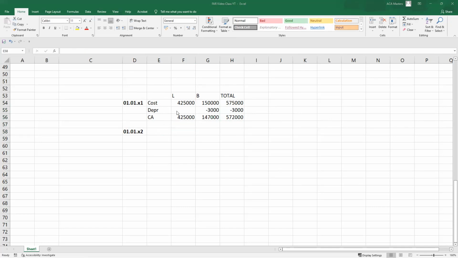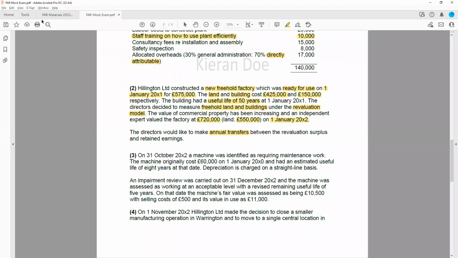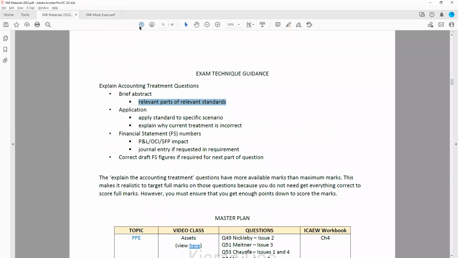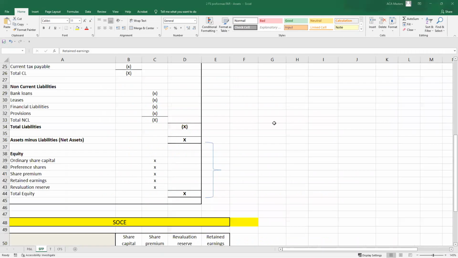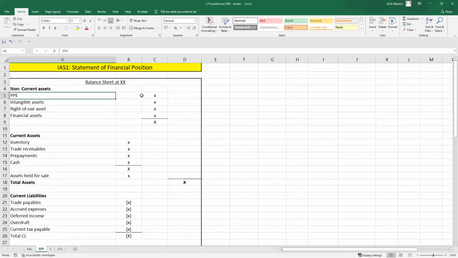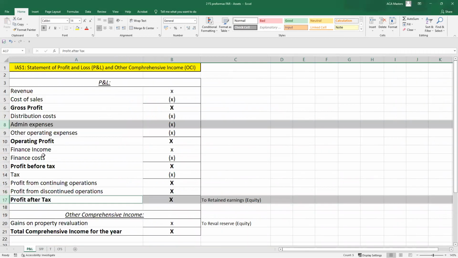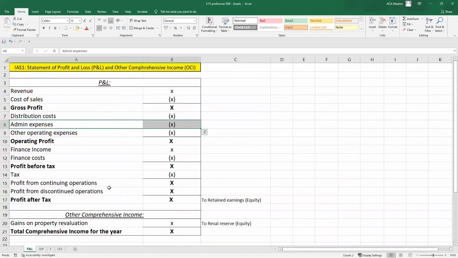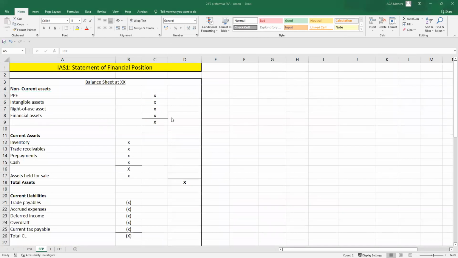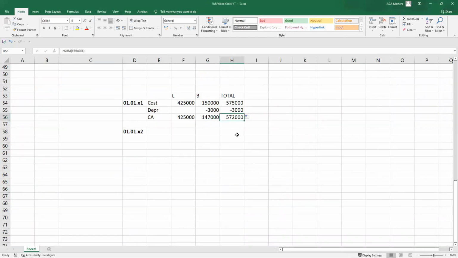So initially the cost would have been capitalized on the SFP. As we've said, we had the cost of the land and buildings. Then there would have been that depreciation of 3k in the first year, which would then get us down to our carrying amount at the year end of 572. So we know what the carrying amount is at the start of the year.